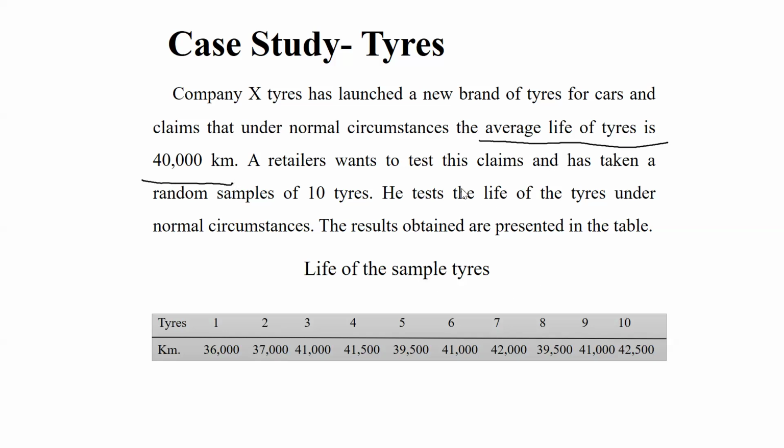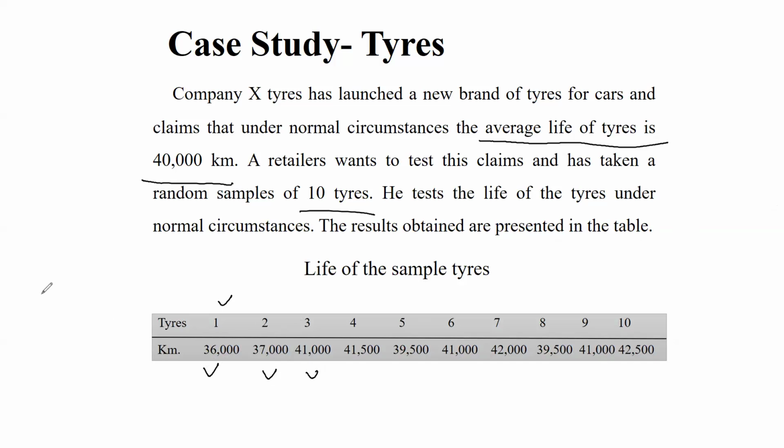A retailer wants to test this claim and has taken a random sample of 10 tires. He tests the life of the tires under normal circumstances. The results obtained are presented in the table. The first tire life was 36,000. Second tire life was 37,000. Third tire life 41,000 and so on.